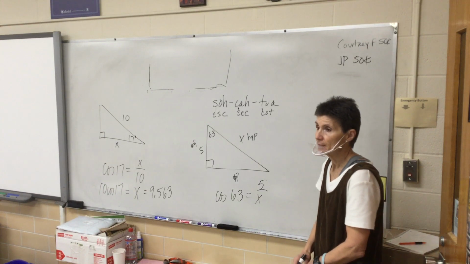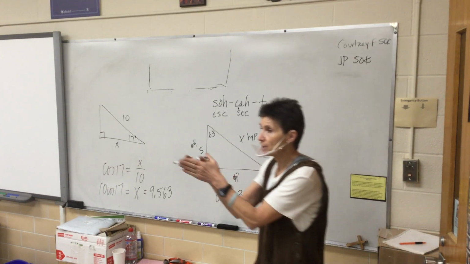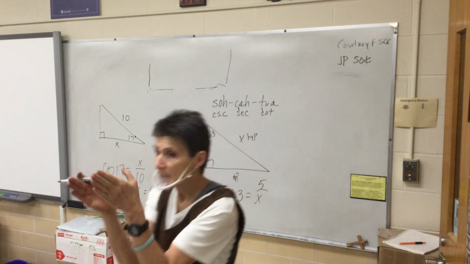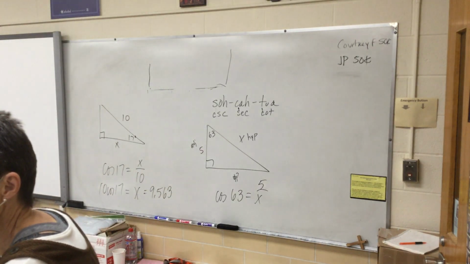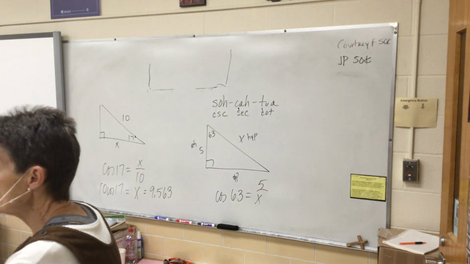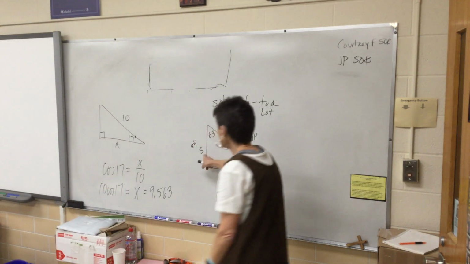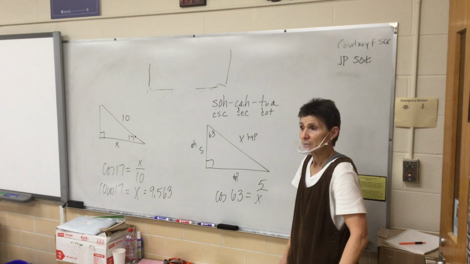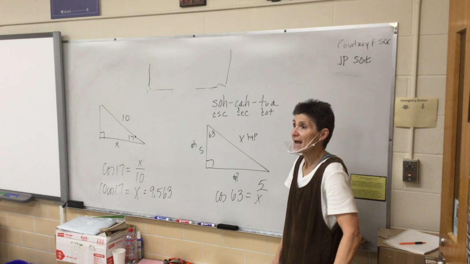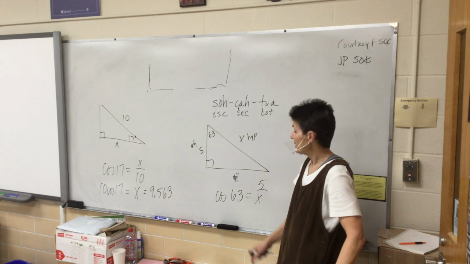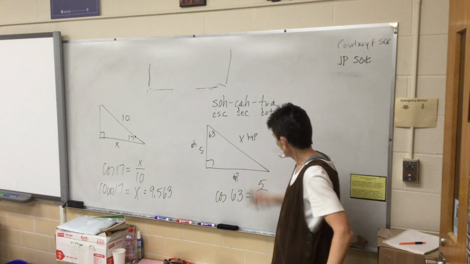Perfect. When you write your equation, you pick sine, cosine, or tangent, and then you say cosine angle, or sine angle, or tan angle. I know you think I'm being crazy because I keep saying that, but I'll have kids put cosine 5. It's cosine angle. And then that equals adjacent over hypotenuse.